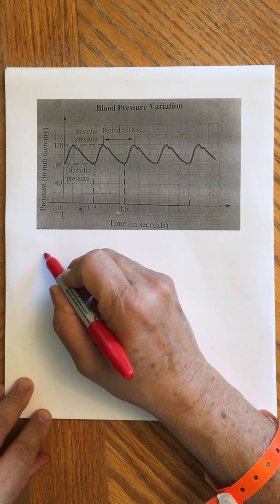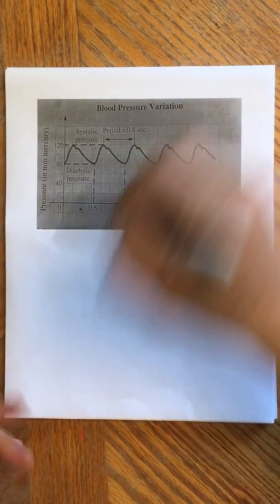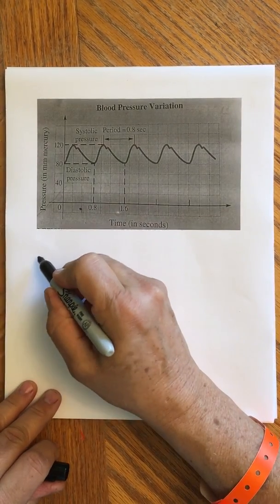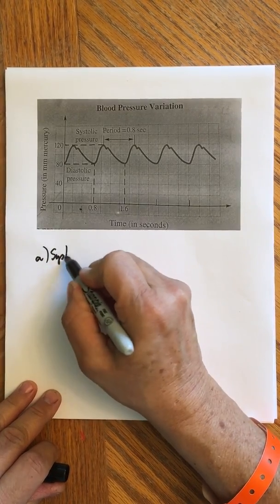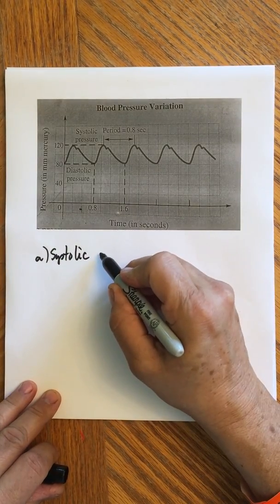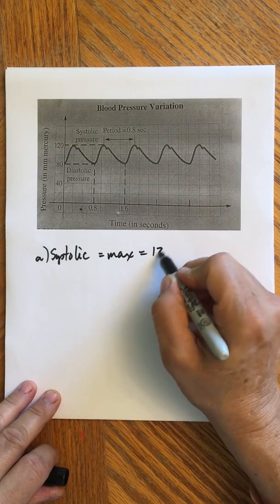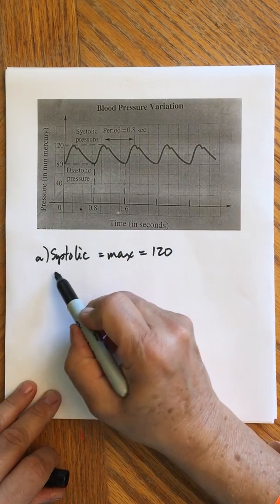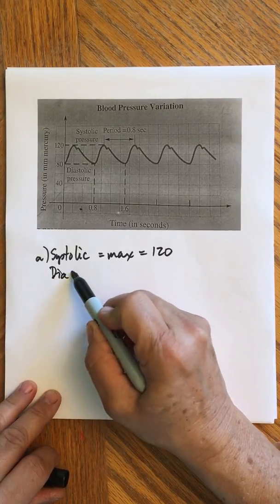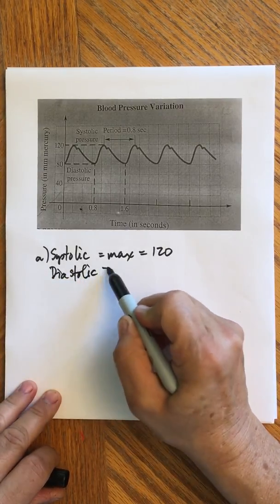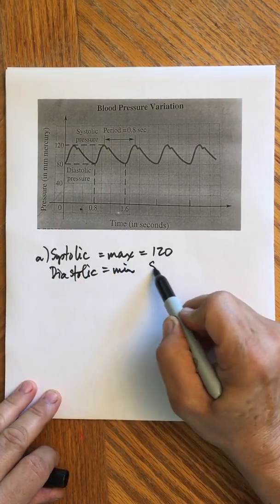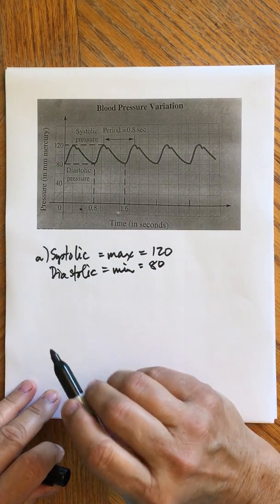All right, as we mentioned, here's the max, here's the min. The systolic pressure is the max, which is 120. And the diastolic is basically the min, which is 80. Now that's part A.